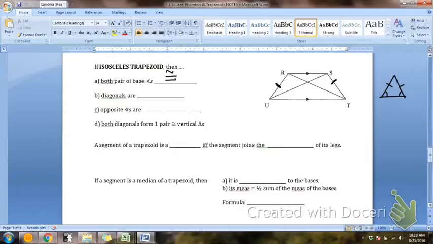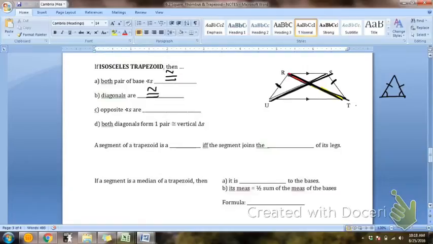Also in an isosceles trapezoid, the diagonals are congruent to each other. Those are the same length. Does it look like the diagonals bisect each other? Does this piece look the same as this piece? They don't look the same, and they are not the same. So they don't bisect each other. But as a whole, this whole diagonal and this whole diagonal, from R to T and U to S, are the exact same.